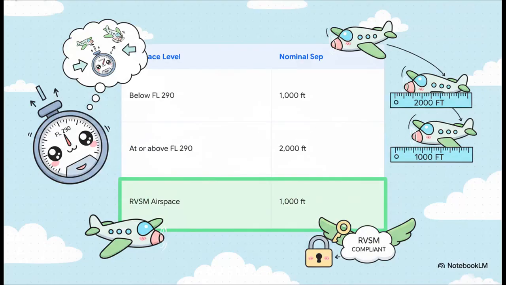Now, this table is basically the bedrock of vertical separation. So, standard nominal separation below flight level 290 is 1,000 feet. But the moment you hit flight level 290 or climb above it, that standard separation suddenly doubles to 2,000 feet. Why? Because altimeter error naturally increases as the air gets thinner at high altitudes. However, notice that row coded in green. That's our standard operating procedure for RVSM, or Reduced Vertical Separation Minimum airspace. If both your aircraft and the airspace you're in are RVSM compliant, we shrink that buffer right back down to 1,000 feet above flight level 290. Make sure you lock that transition at FL 290 into your memory for the exam.